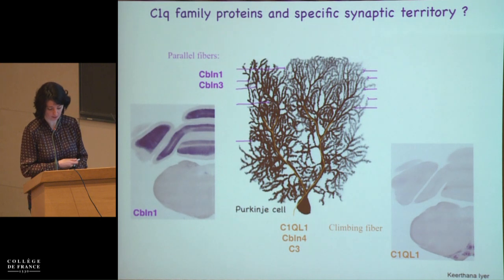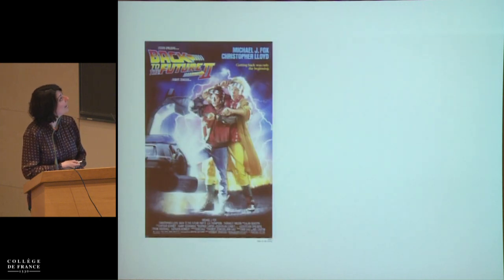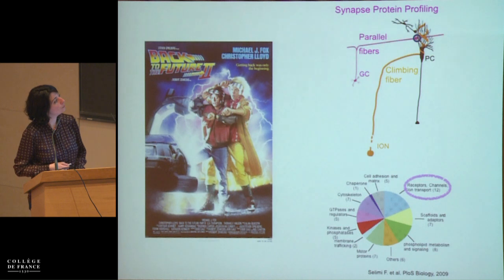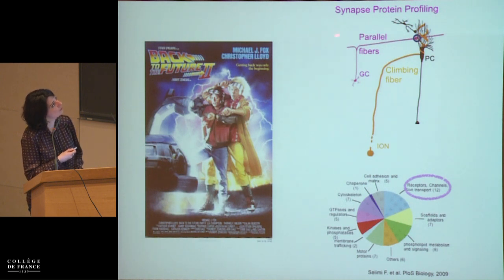Before getting to this, I have to make a little pause and go back a few years so that the future can make sense. What we did a few years ago when I was in Nat Heintz's lab was to develop a strategy which we call synapse protein profiling that enables one to purify a given specific synapse from a specific type of neuron from the mouse brain and identify its protein composition using mass spectrometry. And we did that for the parallel fiber Purkinje cell synapse.